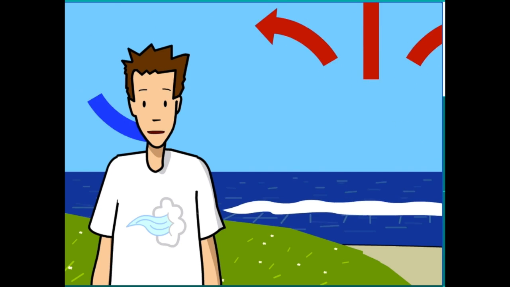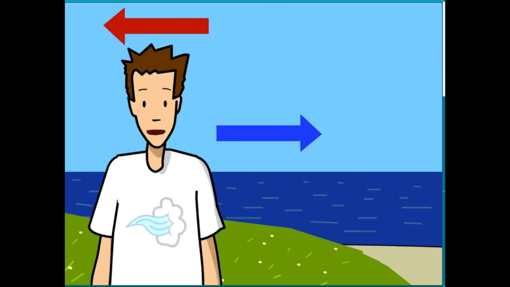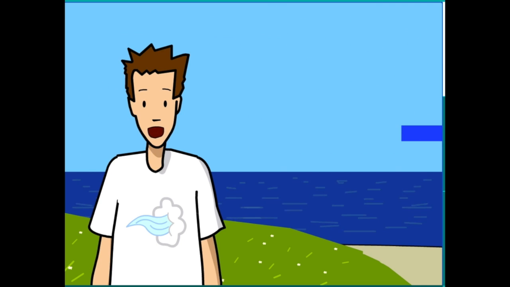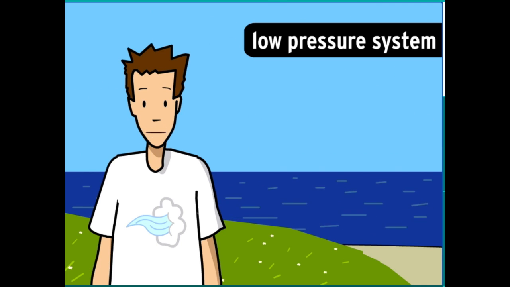The sun heats up the Earth's surface, warming the nearby atmosphere. Warm air is less dense than cool air, so it rises. That leaves some empty space, and cool air from nearby rushes in to fill it. The area of rising air is what weather reports call a low-pressure system.